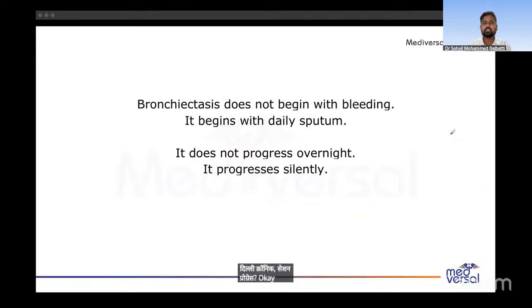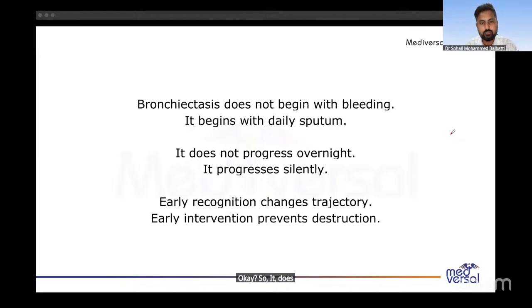It is a silent disease which keeps on happening. Even if the patient is clinically stable, it is a silent disease, because of the stasis of secretions, and the organism doesn't sit idly there. It keeps on destroying. So it does not progress overnight, it progresses silently, and early recognition can change the trajectory. The decline will be reduced when you diagnose it early and give effective management, even though the patient is clinically not having symptoms, and early intervention prevents the destruction of the disease.